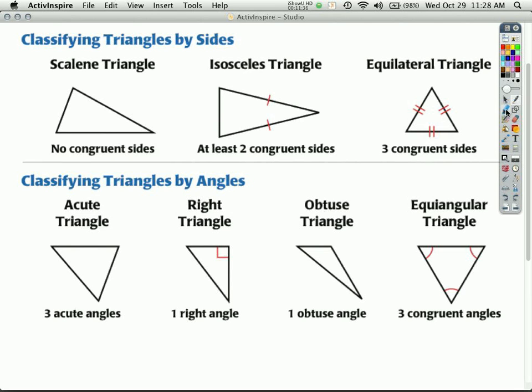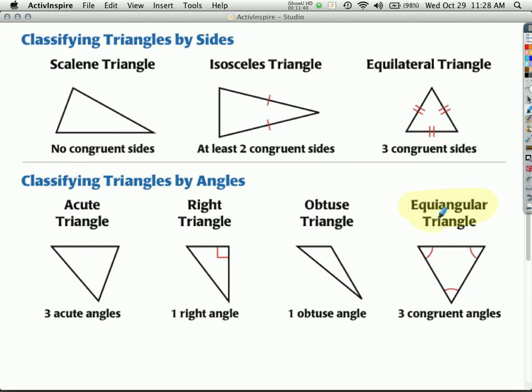So I would say that might be something new for us, because that's not usually in a 6th grade or 7th grade curriculum, the idea of equiangular. So you have to be able to distinguish between the different classification systems. One is by the sides, and one is by angles. And you have to know the terms that apply to each one.